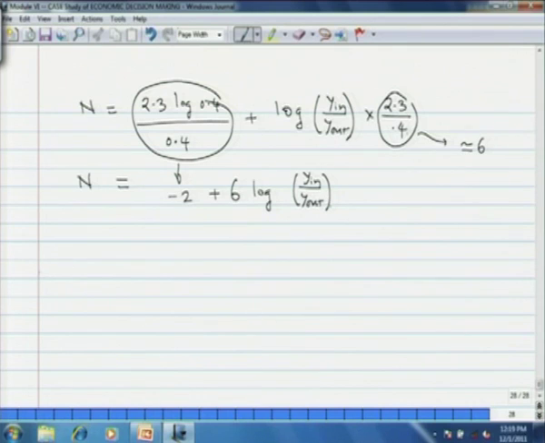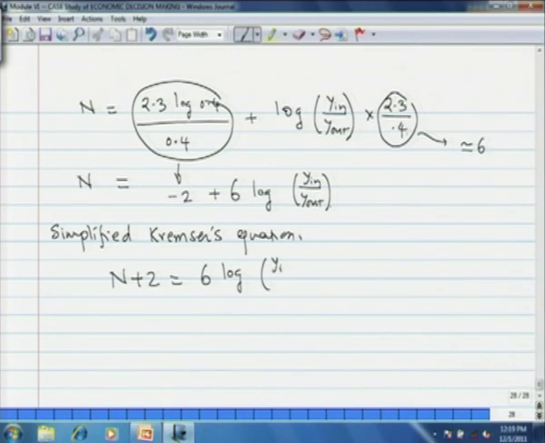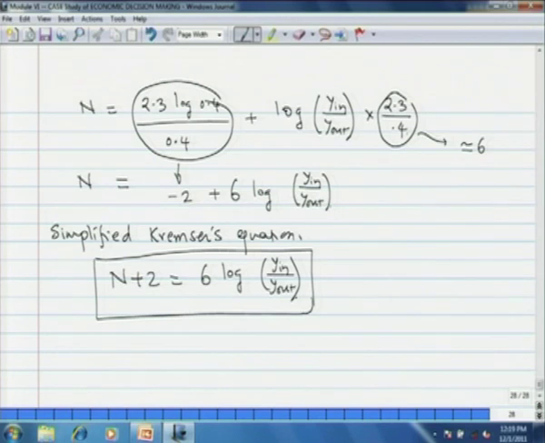And therefore, we have simplified Kremser's equation as n plus 2 is equal to 6 times log y in by y out. Of course, we have made several simplifications in this analysis. Now, you may ask me how this simplification would deviate the answer from accuracy.